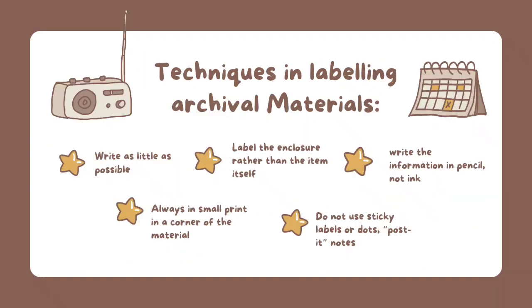Of course, there are must-follow techniques in labeling archival materials. First is to remember to write as little as possible on the original materials themselves. Secondly, label the enclosure rather than the item itself when possible. And next, if the item must be labeled, write the information in pencil, not ink, and remember that it should always be in small print in a corner of the material. Do not use sticky labels or dots, Post-it notes, pressure-sensitive tape, masking tape, or any other adhesive. These are acidic and can cause great damage to materials.